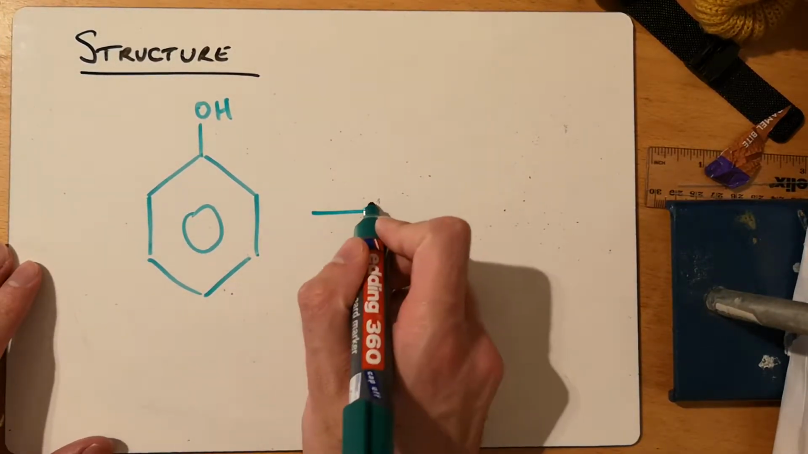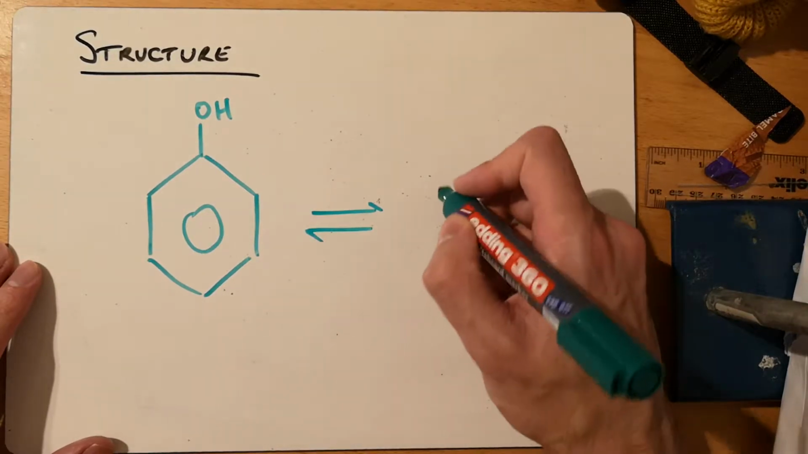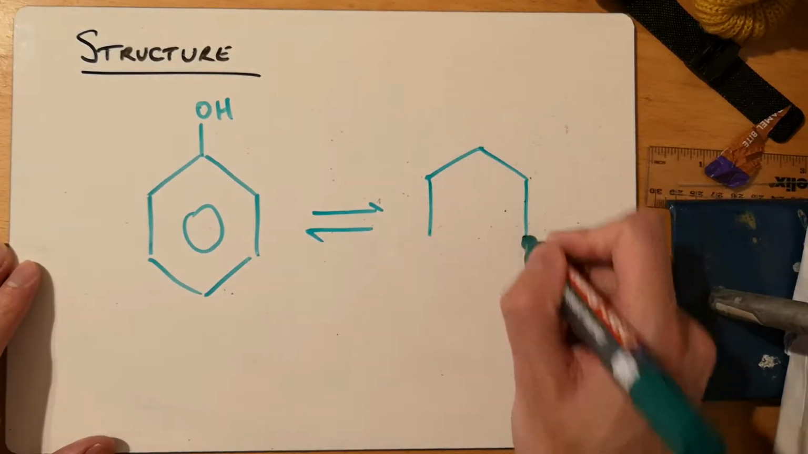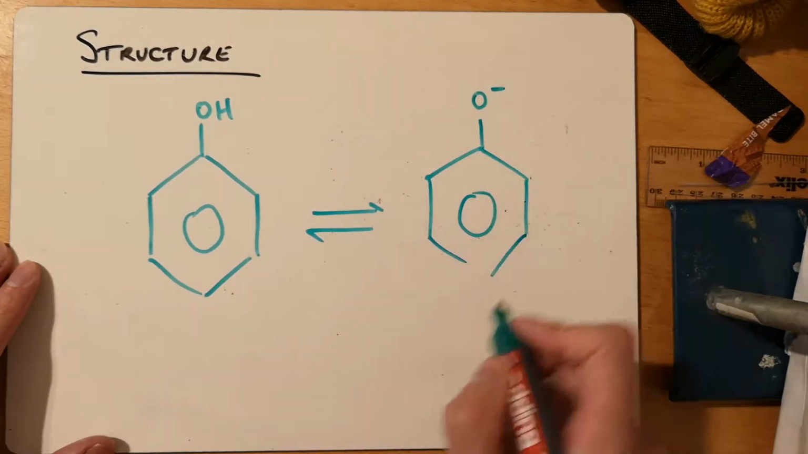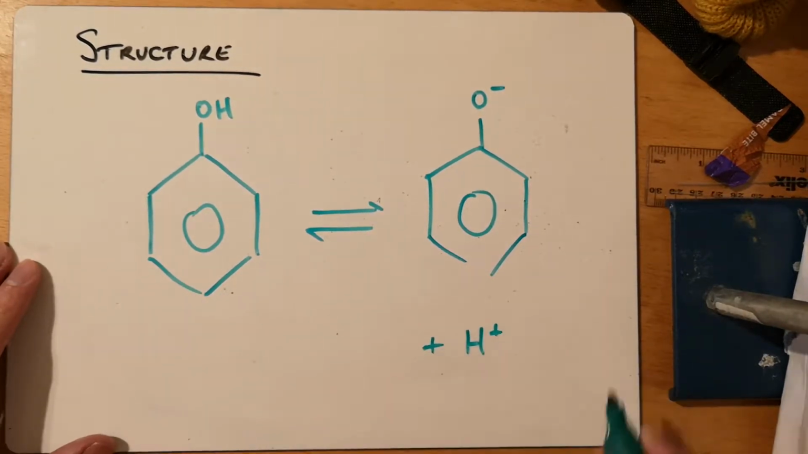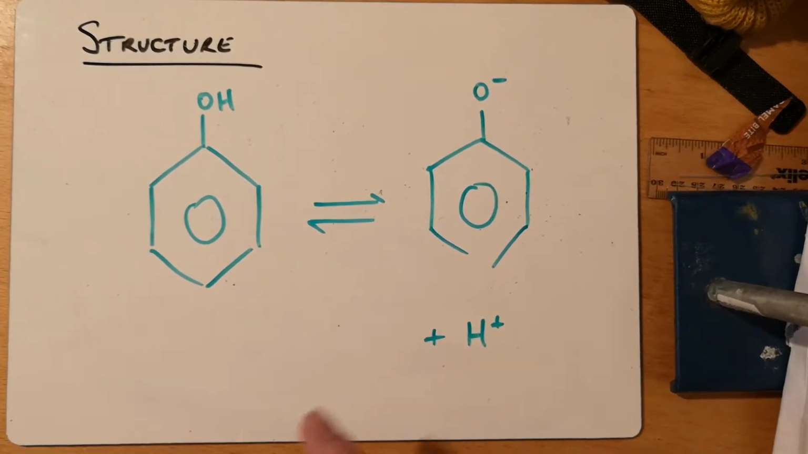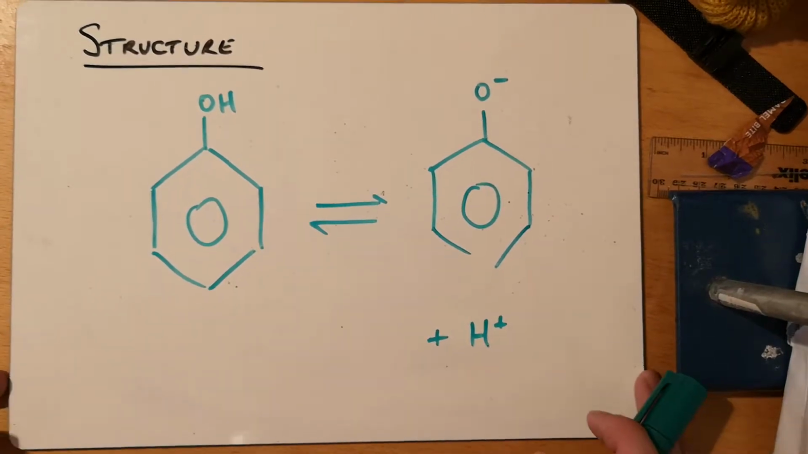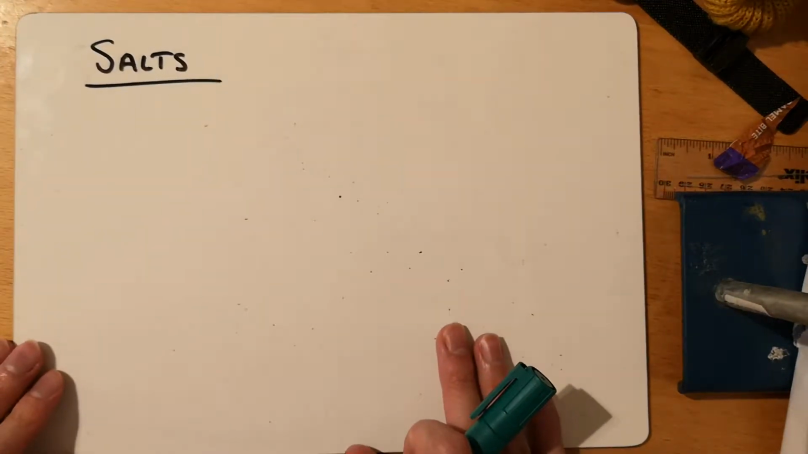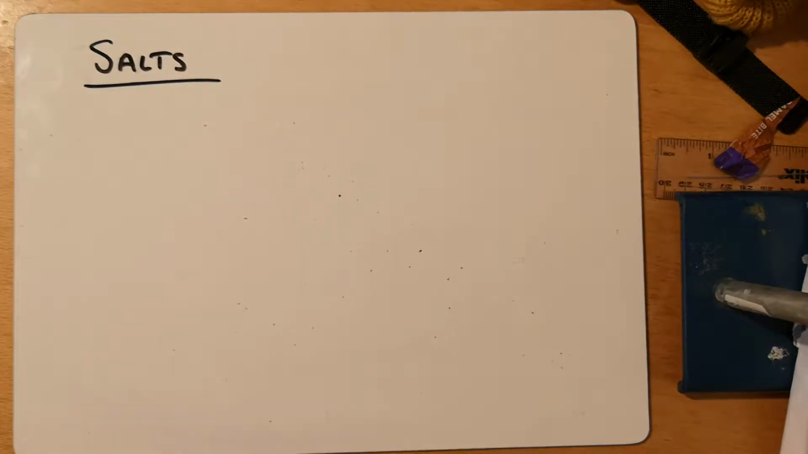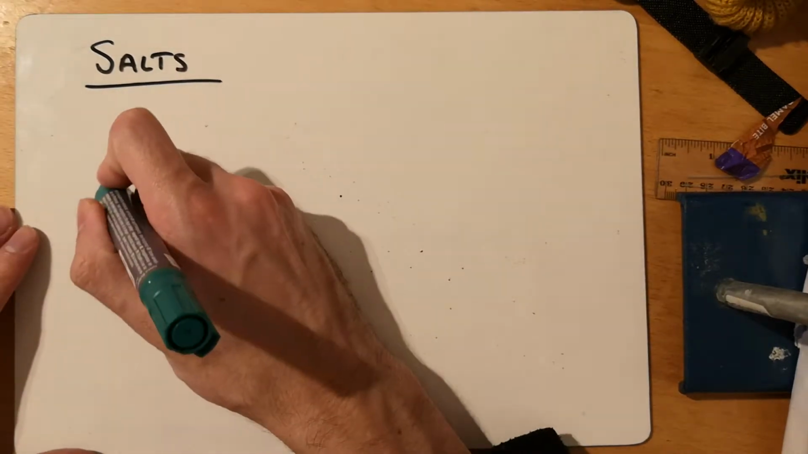The first one is that it behaves like an acid. So it can give off a proton. So it's a proton donator, which lets it do some interesting reactions. The first of these is that it will form salts. You see, when acids and bases react together, they'll form salt and water.